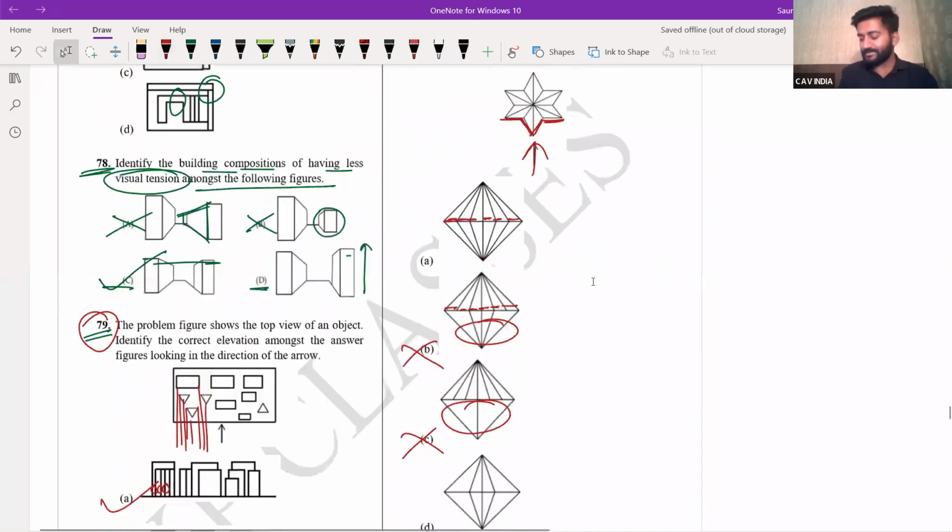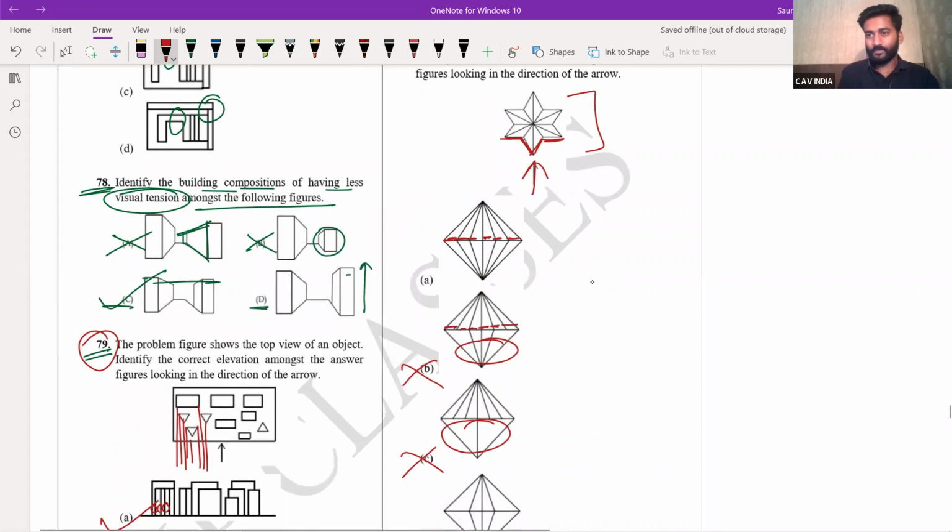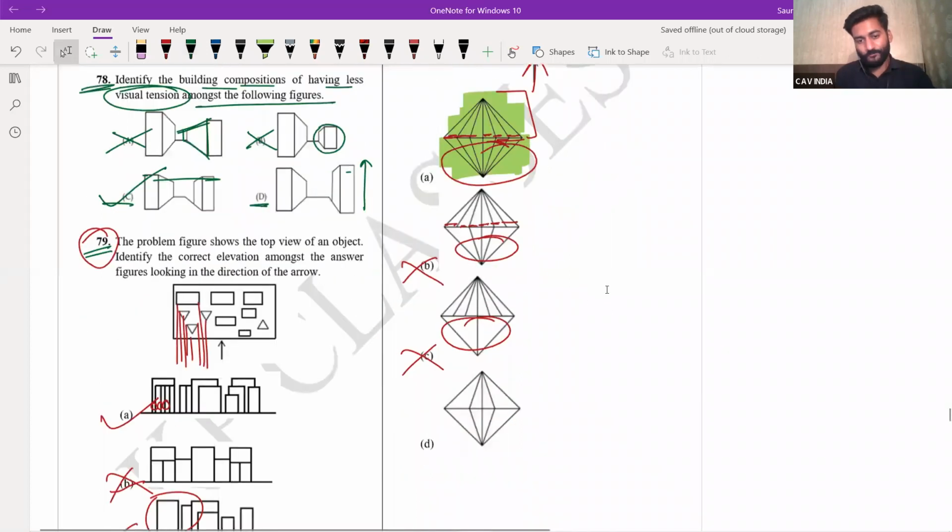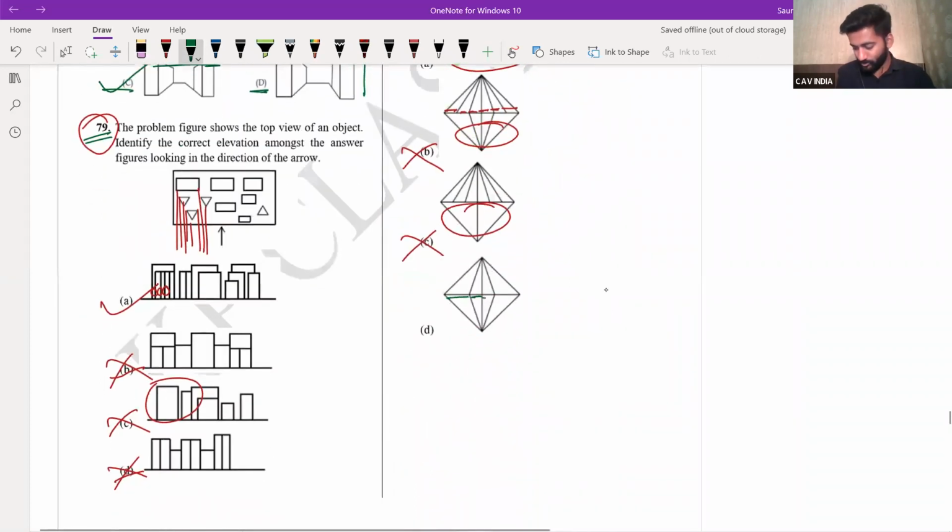The point is the top view is given, there is no information about the bottom part of it. But when nothing is given, you will consider that whatever is present on the top would be there on the bottom also. That's the logic. And then there should be 4. So 1 2 3 4, D is the right answer. That way you can get the answer.